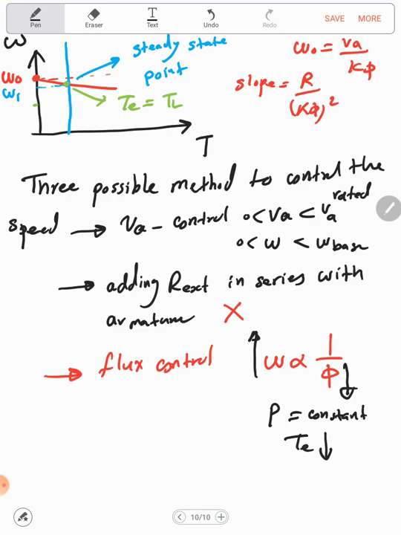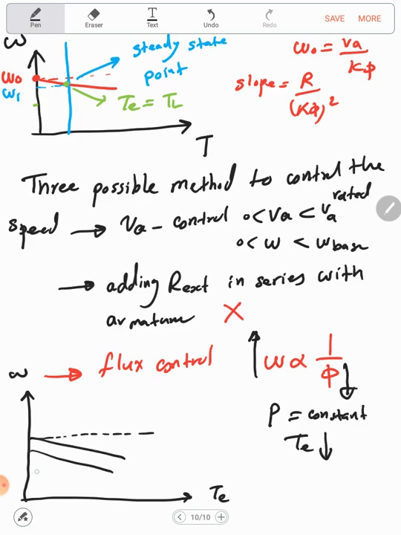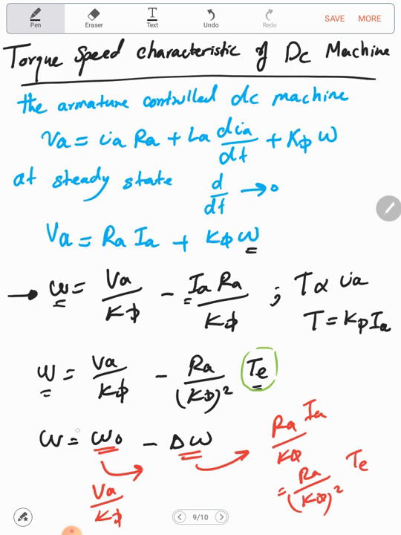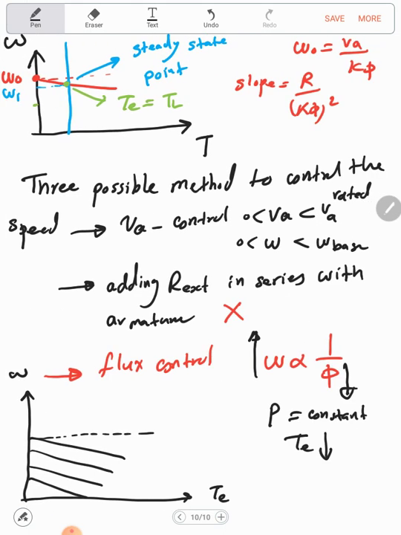So if we plot here the torque speed characteristic, and this is omega for different speeds, let's assume this is the base speed. This will be a parallel line for the voltage control. Why parallel? Because simply we are not changing the slope, only we are changing the no load speed. And this one here we'll call T start.